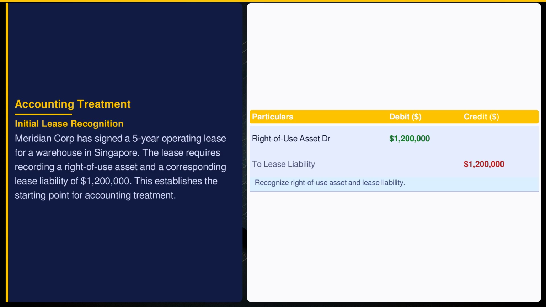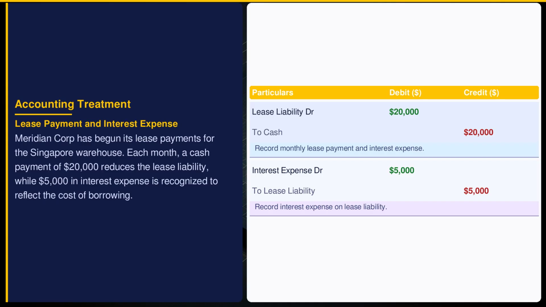an equal lease liability. This entry reflects the initial obligation and asset acquisition, impacting the balance sheet by increasing both assets and liabilities by $1,200,000. This approach aligns with the framework's goal of transparency. As Meridian makes its monthly lease payment, the cash outflow reduces the lease liability. However, part of this payment is interest, not principal reduction. Under Indian Accounting Standard 36, interest on lease liability must be expensed, emphasizing the cost of using the asset and keeping financials aligned with actual cash flows.